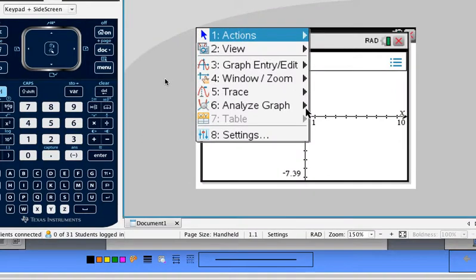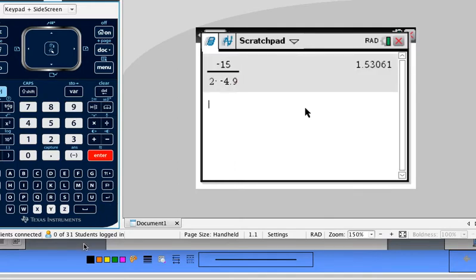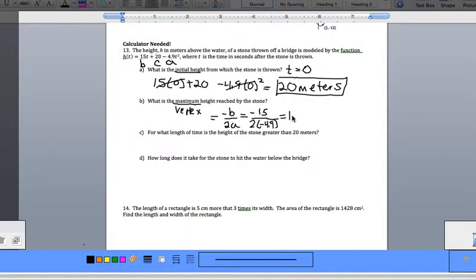And when you type that into your calculator here, be careful. So we have negative 15 over 2 times negative 4.9. You need to make sure that 4.9 is in the denominator. So we have 1.5. But again, this is our x value, which is the seconds.